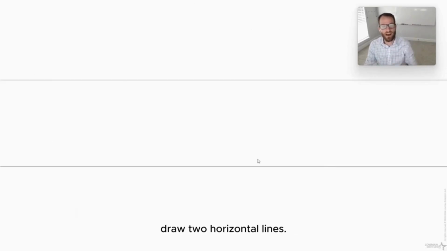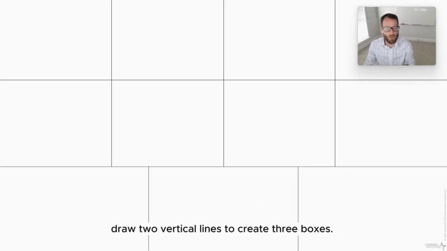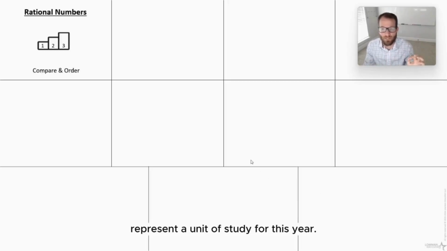So grab a blank sheet of paper, draw 2 horizontal lines. In these first 2 rows, you're going to draw 3 vertical lines to create 8 boxes. And then on this bottom row, you're going to draw 2 vertical lines to create 3 boxes. And each of these boxes is going to represent a unit of study for this year.